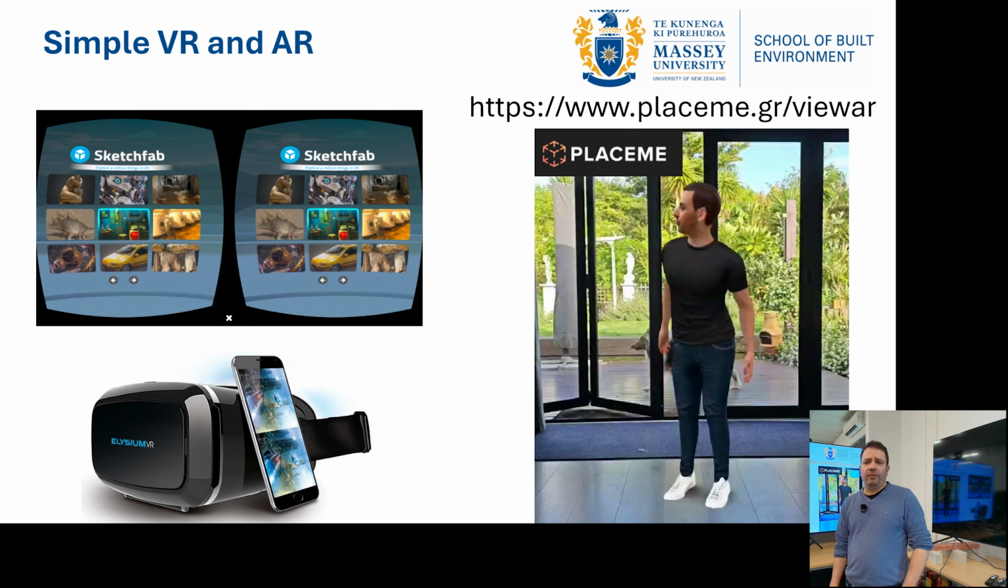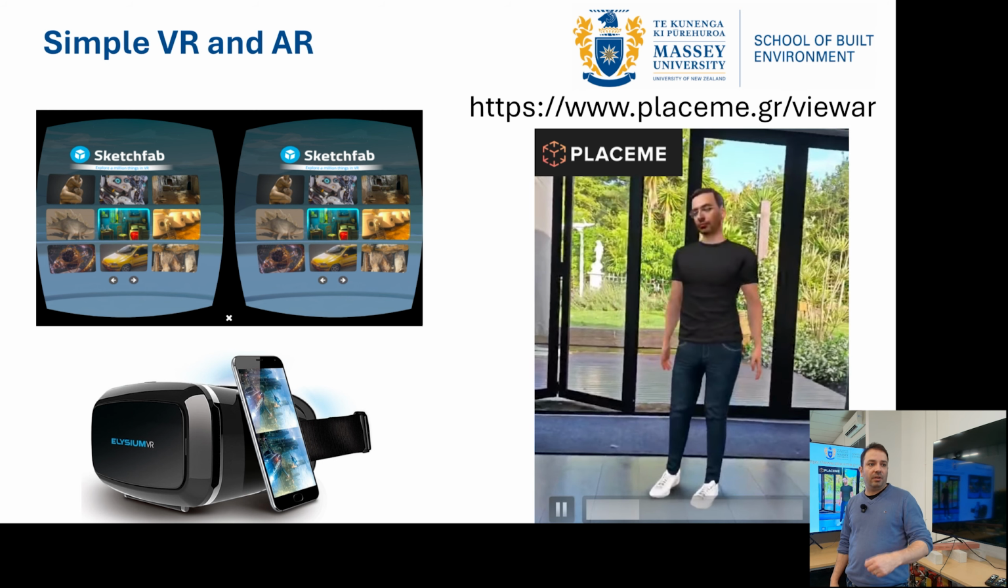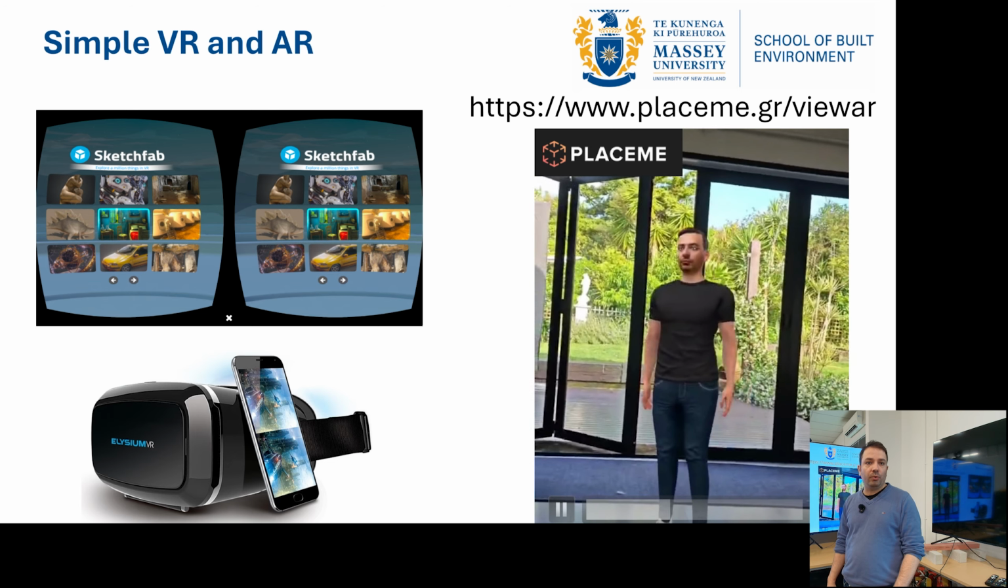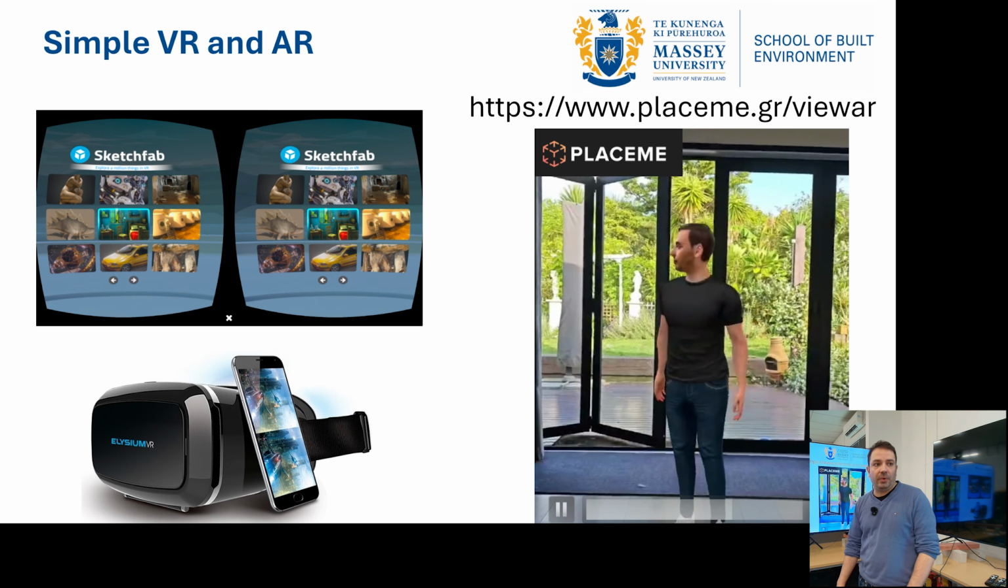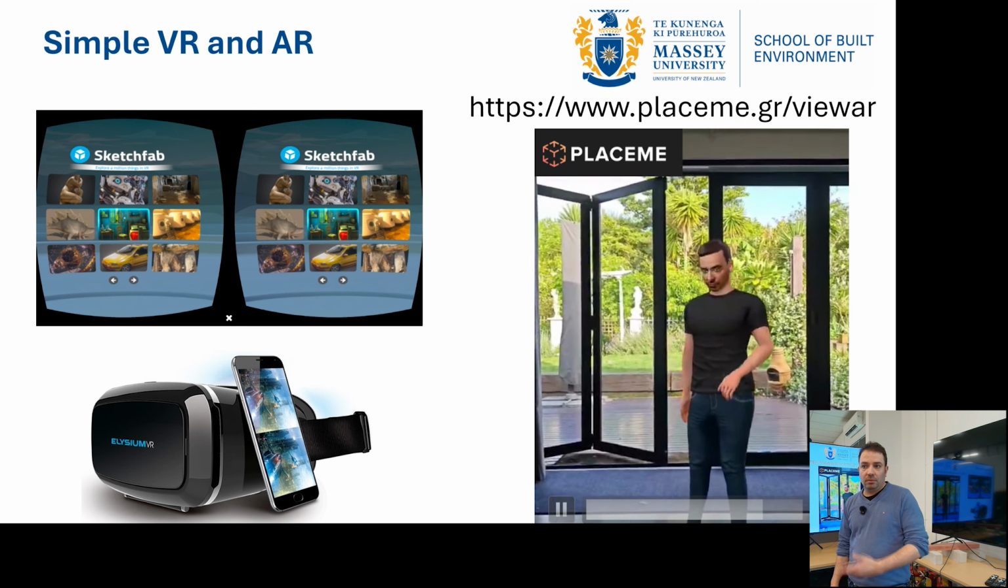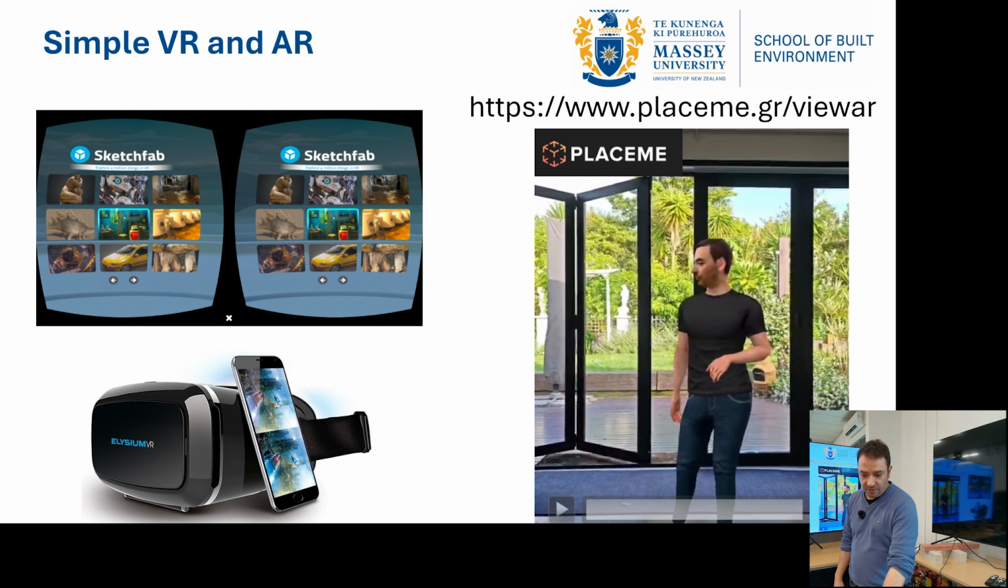And all this stuff, VR and AR, can be quickly used if you don't want to use advanced stuff. This is an example using the headset that I was telling you about and Sketchfab. Or this is an example of augmented reality. Use PlaceMe. It's a web page where you can upload any 3D model. This was my avatar. And this is the augmented reality in my lounge. You can see the avatar of me in a real space.